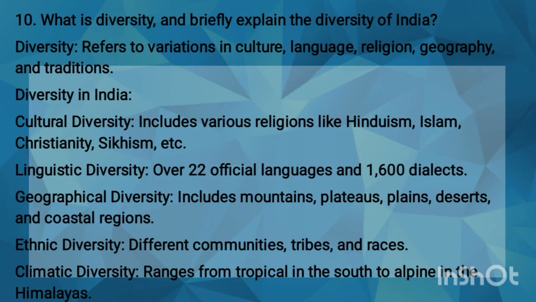Linguistically, the country recognizes 22 official languages and over 1,600 dialects. Geographically, India's landscape is diverse, featuring mountains, plateaus, plains, deserts, and coastal regions. India is also ethnically diverse, comprising various communities, tribes, and races. Furthermore, India's climate varies greatly, ranging from tropical in the south to alpine in the Himalayas.